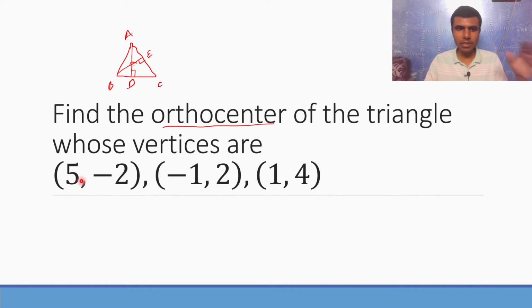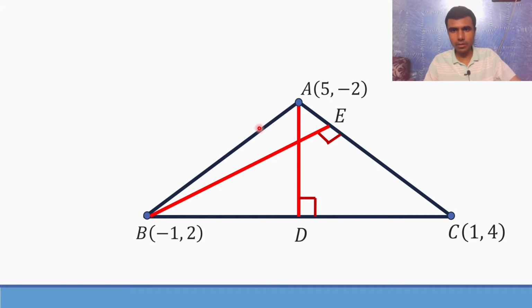I'll show you a good diagram. See, I'm going to take the first vertex as A, second vertex as B, third vertex as C. So these three vertices, see this diagram, A is 5 comma minus 2, B is minus 1 comma 2, and C is 1 comma 4. This is my first altitude AD, second altitude BE. You see this perpendicular mark, this indicates that AD is an altitude and BE is also an altitude.